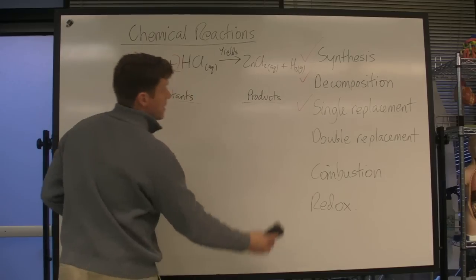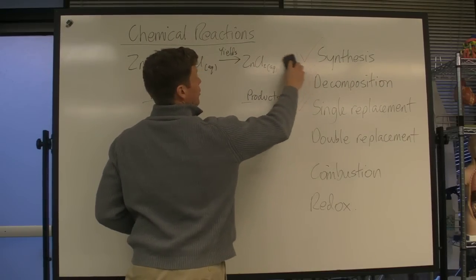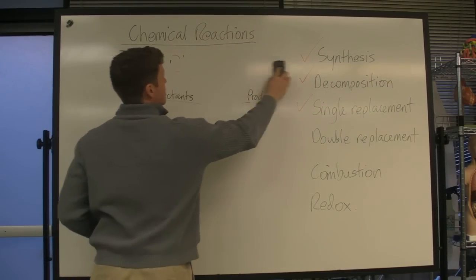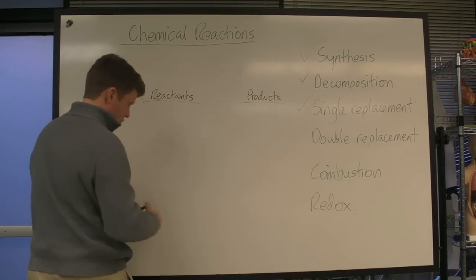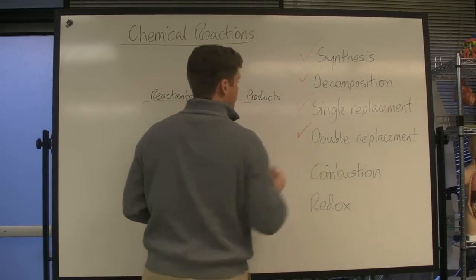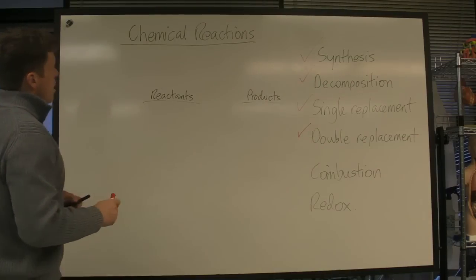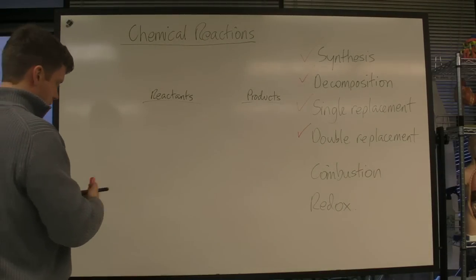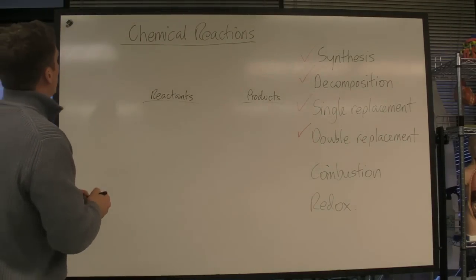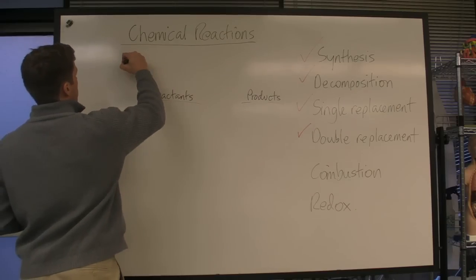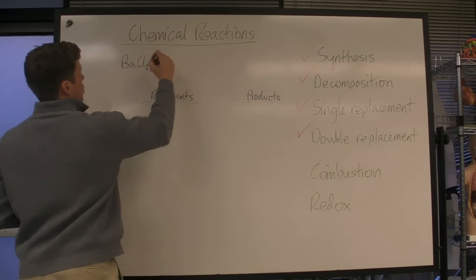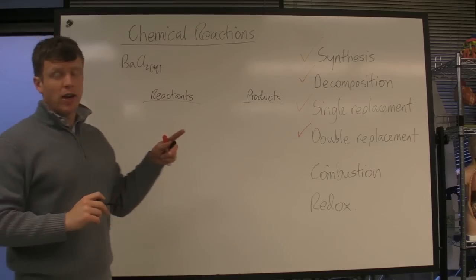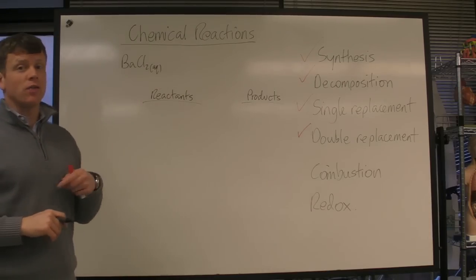So double replacement is kind of similar, but as the name suggests, you replace 2 things rather than just 1. So double replacement, let's use an example. Let's take barium chloride. So this is the test for sulfate that you did in the chemical identification lab.